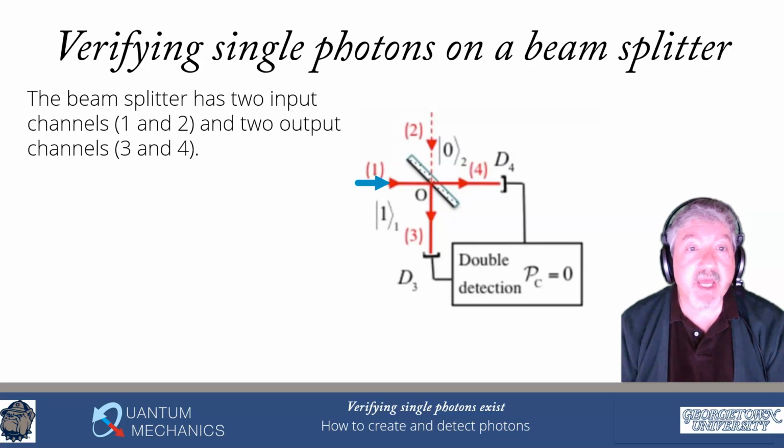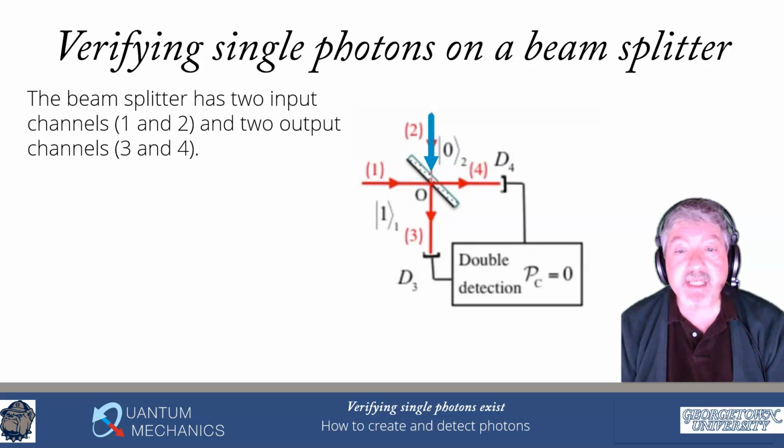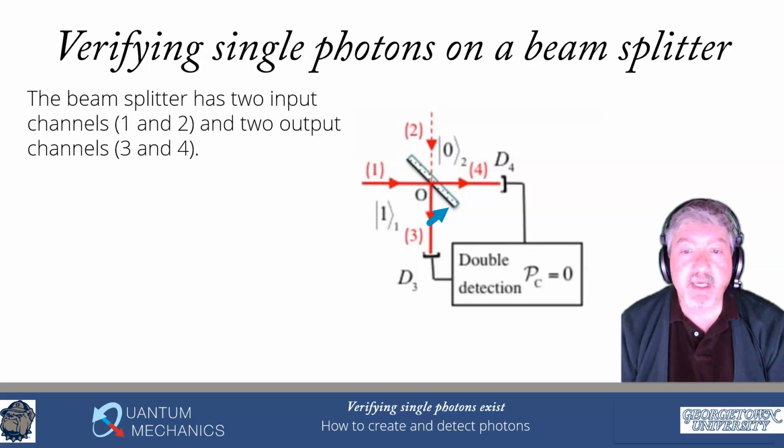So our beam splitter has two input ports. They're marked 1 and 2. We're only going to be sending light in on input port number 1. Now, when that light comes into the beam splitter, and the dark line corresponds to where the silvered mirror is, it can either reflect downward or be transmitted forward.